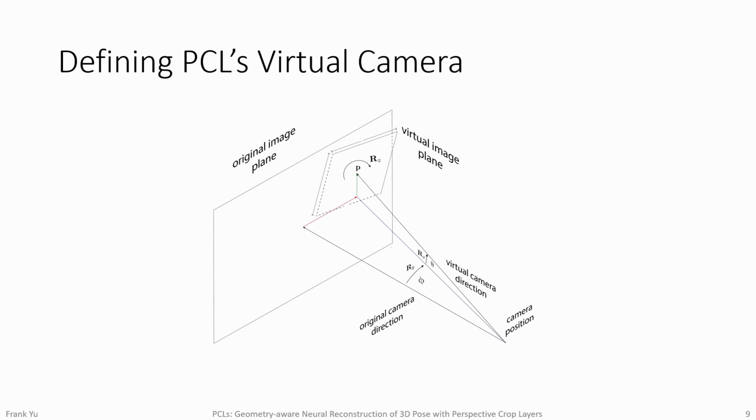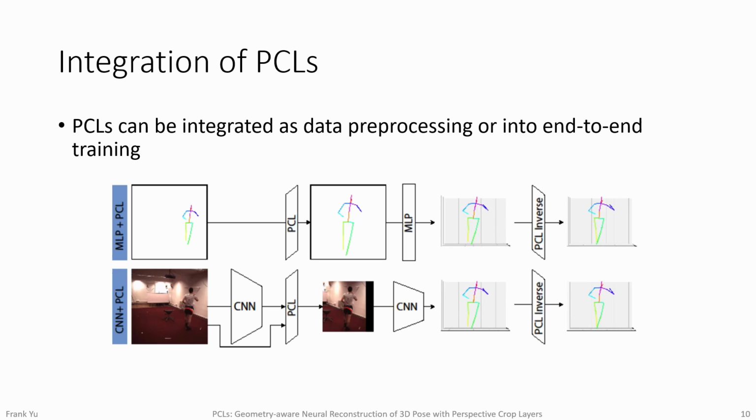PCLs perform a perspective transform between the real and virtual camera planes, a homography transformation that depends on the amount of rotation between the two. Lastly, since PCL is fully differentiable, it can be integrated into existing approaches as a pre-processing step or integrated into end-to-end training. Here we can see that a PCL inverse operation is needed, which transforms the prediction in virtual coordinates to global coordinates. It is simple, as it's the 3D rotation from virtual to real camera.